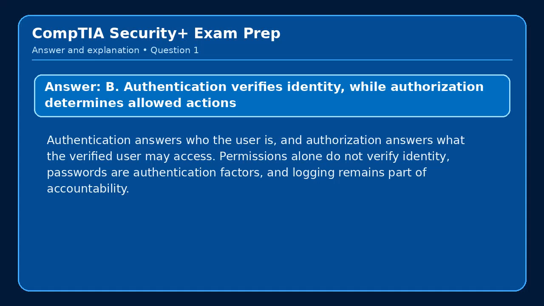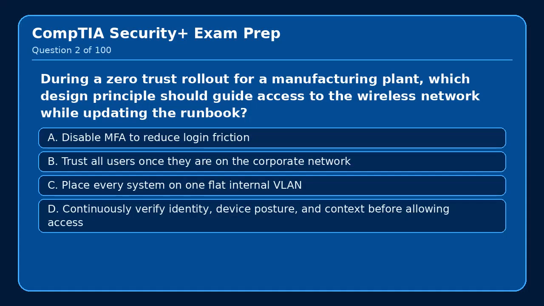Question 2. During a zero trust rollout for a manufacturing plant, which design principle should guide access to the wireless network while updating the runbook? A. Disable MFA to reduce login friction. B. Trust all users once they are on the corporate network. C. Place every system on one flat internal VLAN. D. Continuously verify identity, device posture, and context before allowing access.